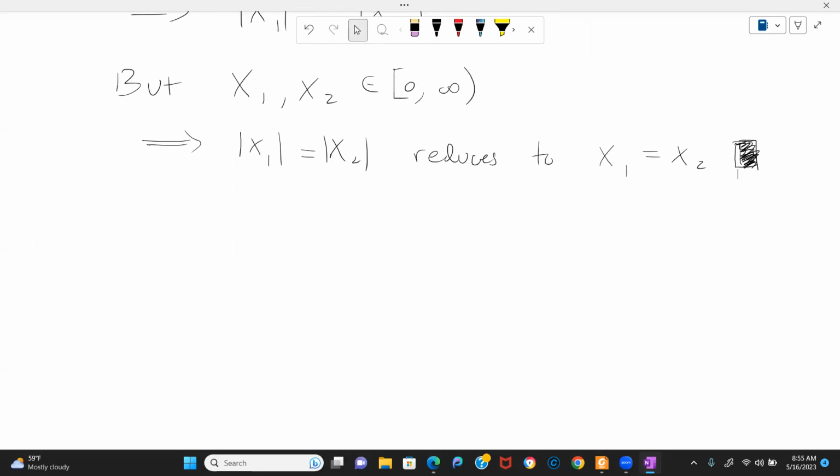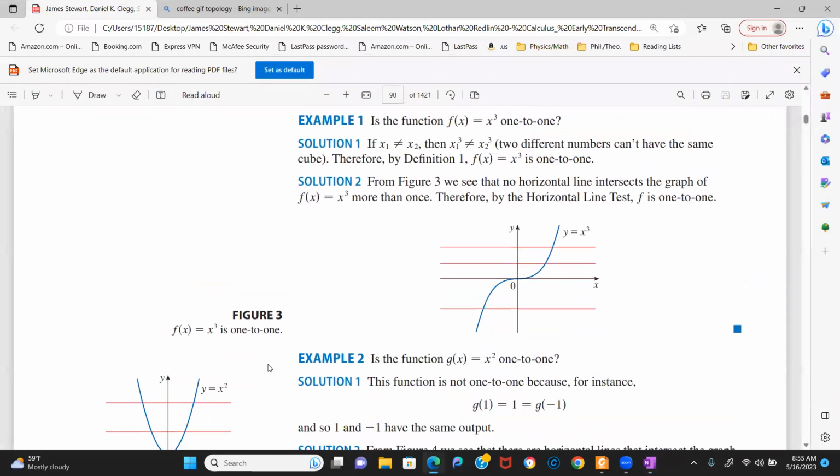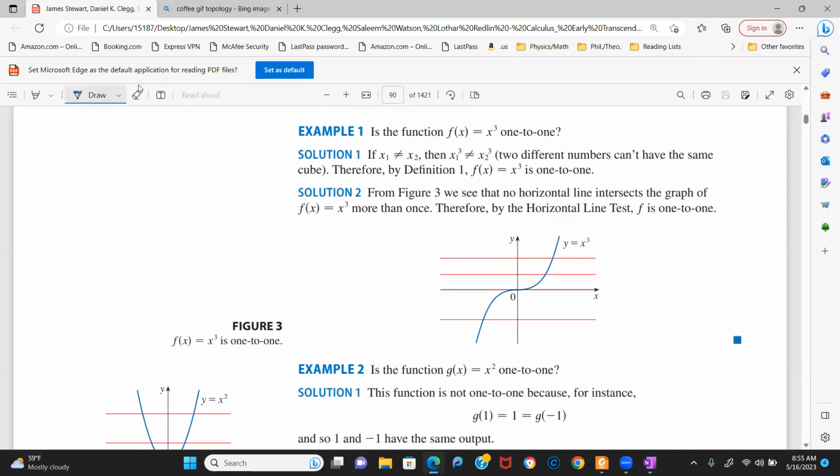So next thing we want to look at now is, I guess I'll show you this picture first. Here's some pictures. Here's example one we went through. We looked at x cubed being 1 to 1, and we proved it by definition. But you can also see that it's 1 to 1 from using the horizontal line test.